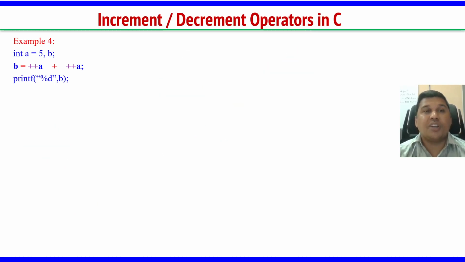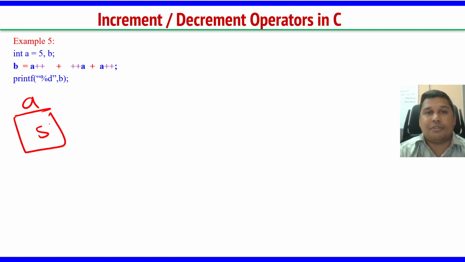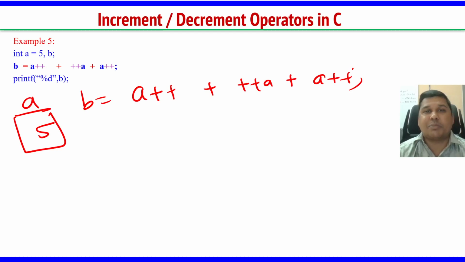Okay. So 4 different variations we have seen. If you don't understand, please go back and watch. Let us slowly increase the complexity of the expression. So again I have a value as 5 and b is equal to a plus plus plus plus plus a plus a plus plus. I have a lengthy expression.